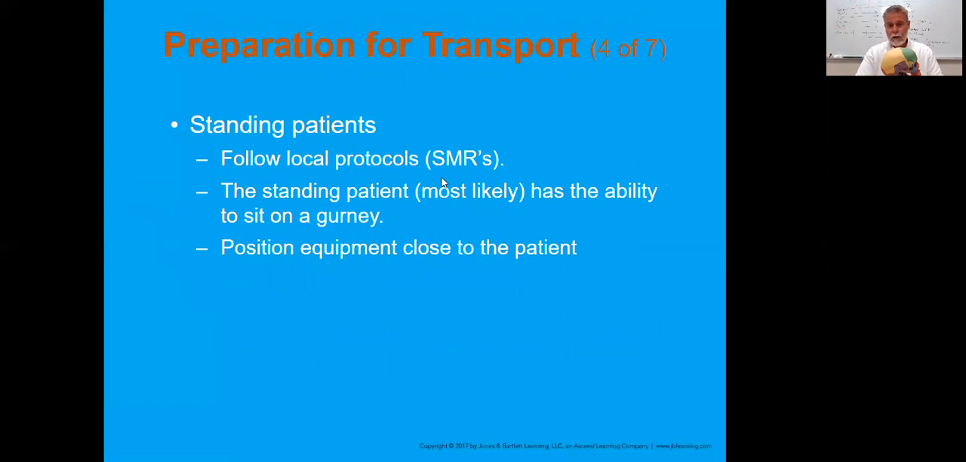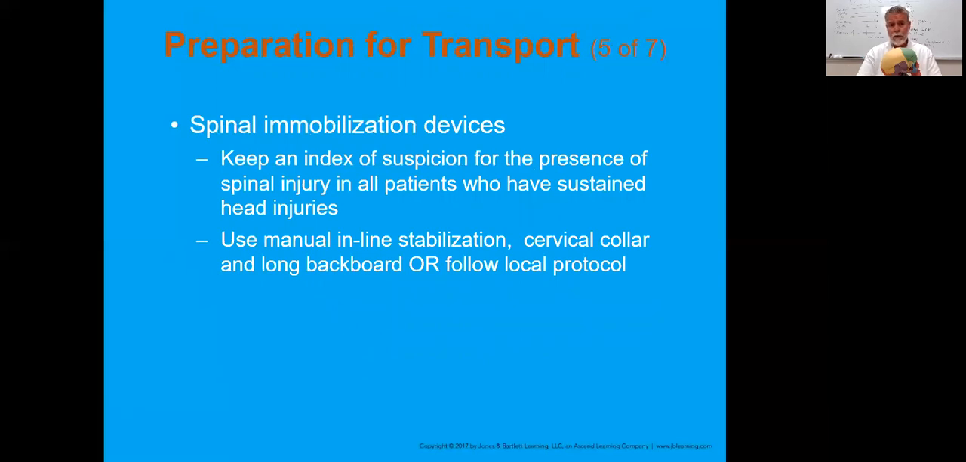Standing patients, again, there's SMR, documenting the heck out of this stuff. Patient was found standing next to the automobile at the scene. Patient denies neck or back pain. Great. But again, if someone's ambulatory prior to your arrival, meaning they've been walking around the scene, you should really document that. Spinal mobilization, again, if there's any index of suspicion, this could be a spinal injury.